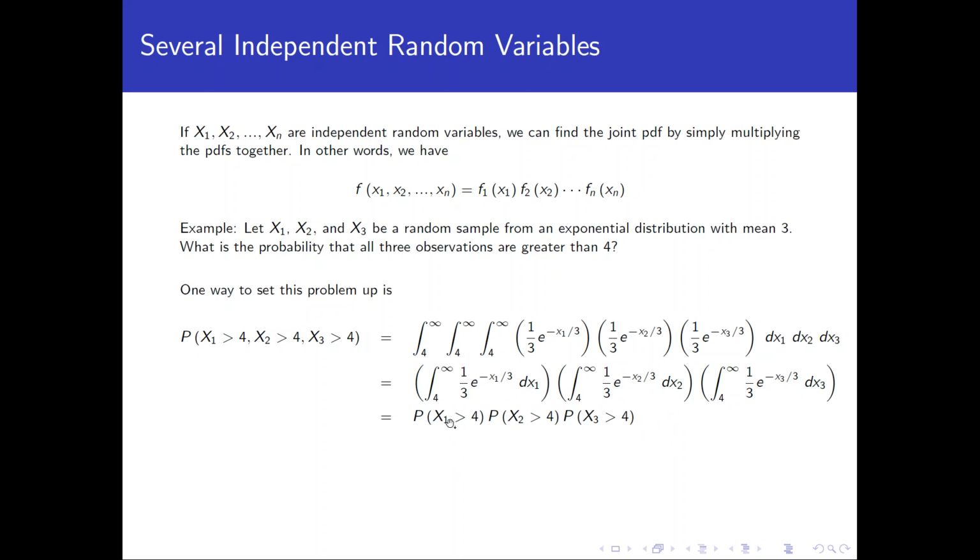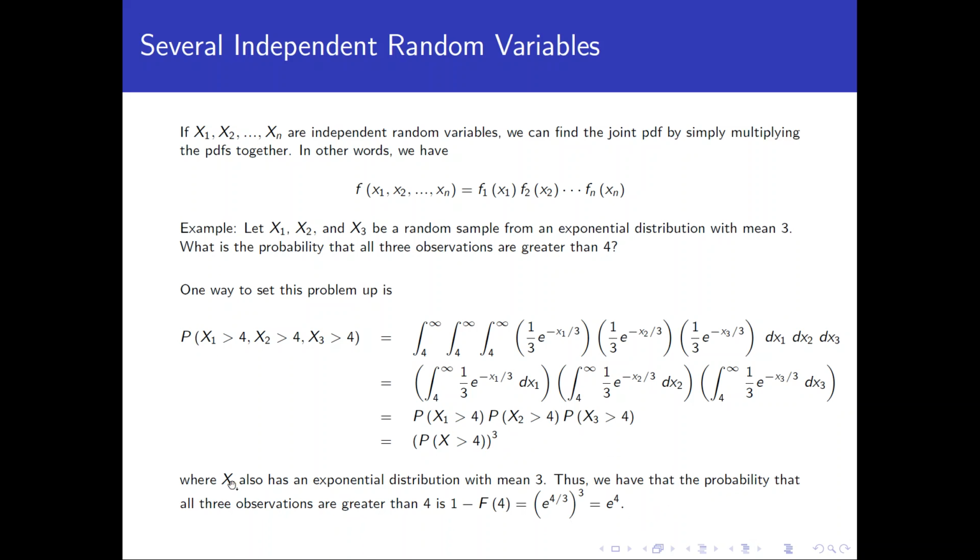Those pieces are just the probability that each one is greater than 4, and then we can cube each of these. This is the probability that x is greater than 4. Since they all have identical distributions, this is the same thing as saying that some x with an exponential distribution is greater than 4. Same here, same here. So I might as well just say that we have the probability that x is greater than 4, cubed.